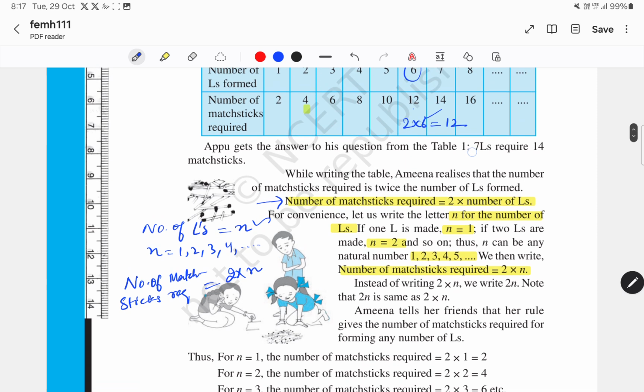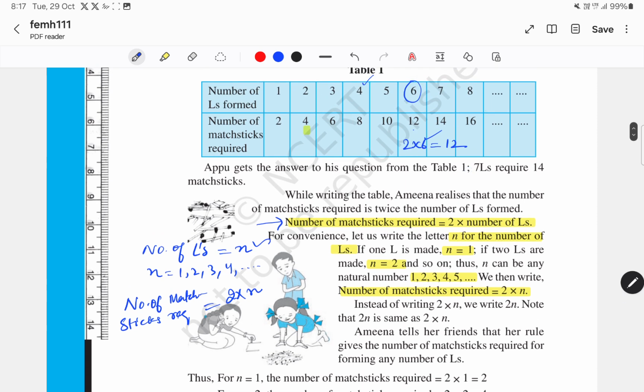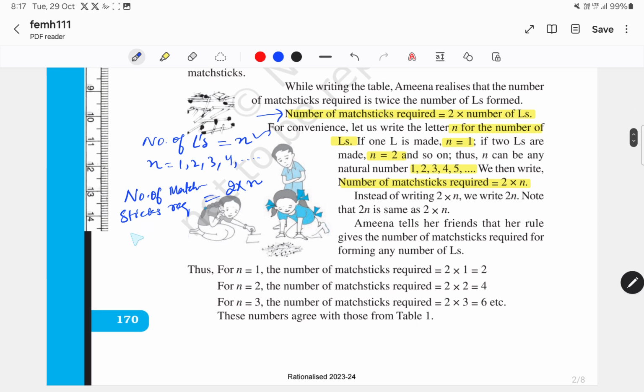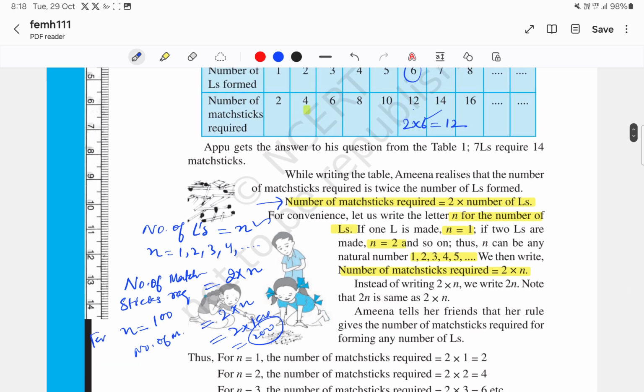For example, if the number of L's formed is 100, that is N is equal to 100, then the number of matchsticks required is equal to 2 times N, which is equal to 2 times 100, which is 200. So we can write the formula so that we can solve this puzzle.